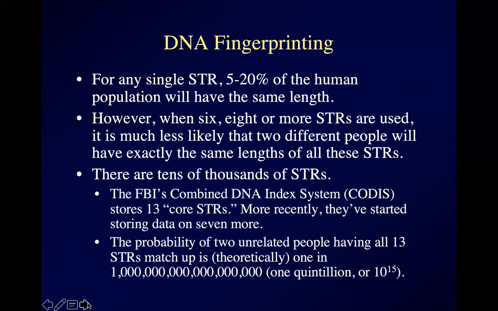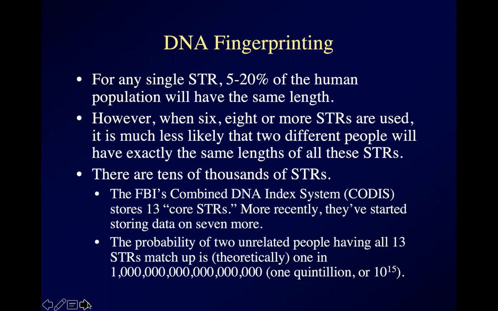For any given one of these STRs, these short tandem repeat ranges, 5 to 20% of humanity will have the same length. Let's say I've got 8 CATG repeats on my chromosome number 1. 5 to 20% of people will also have 8 repeats. But there's lots of STRs on human chromosomes, many of them.